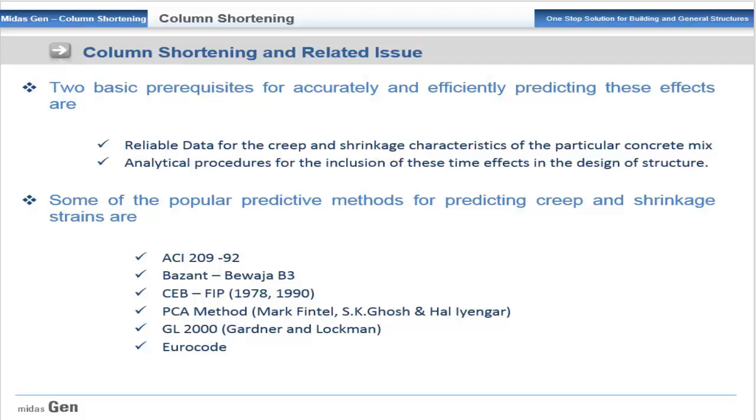In MIDAS Gen, some of the popular methods for predicting creep and shrinkage are ACI 209, Bazant-Baweja B3, CEB-FIP, the PCA method, which uses Mark and Fintel, and the Ghali-Favre method. Then there is GL 2000, that is Gardner and Lockman, as well as the Eurocode.